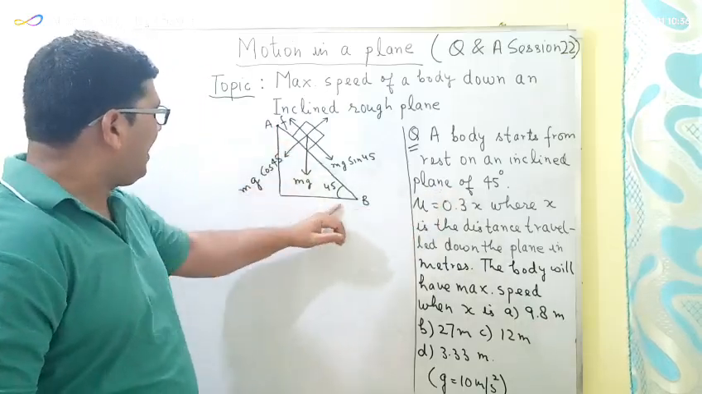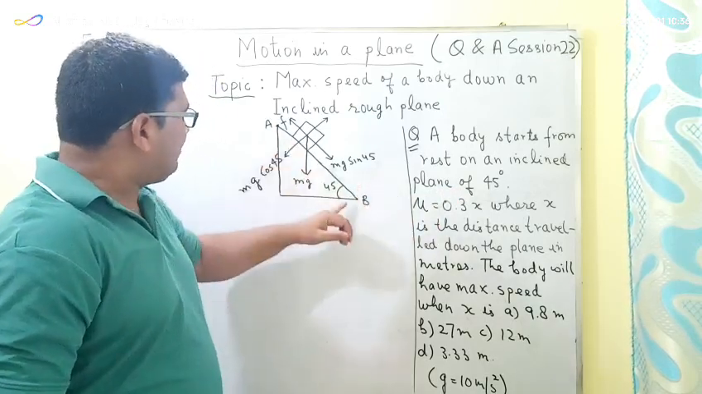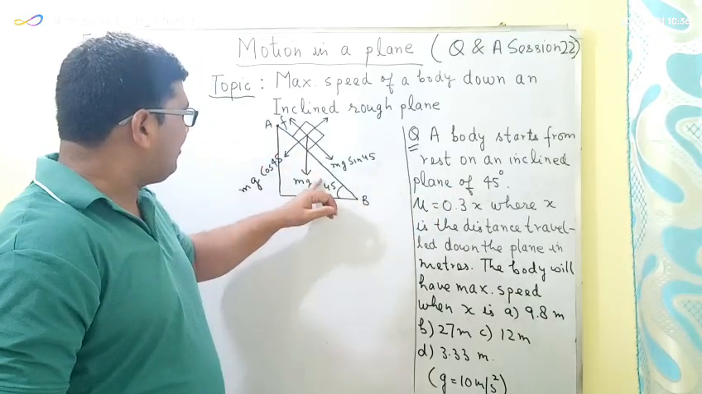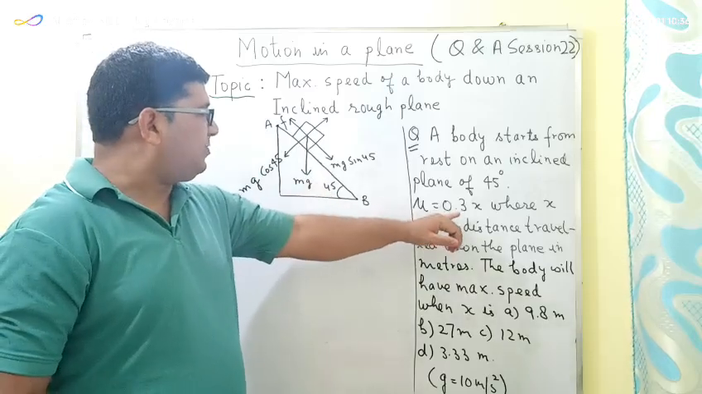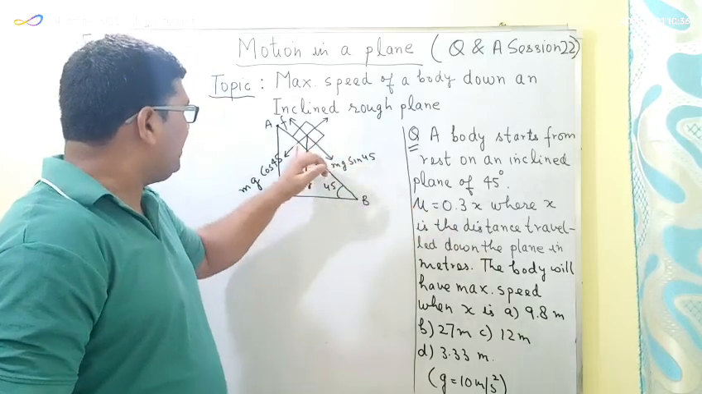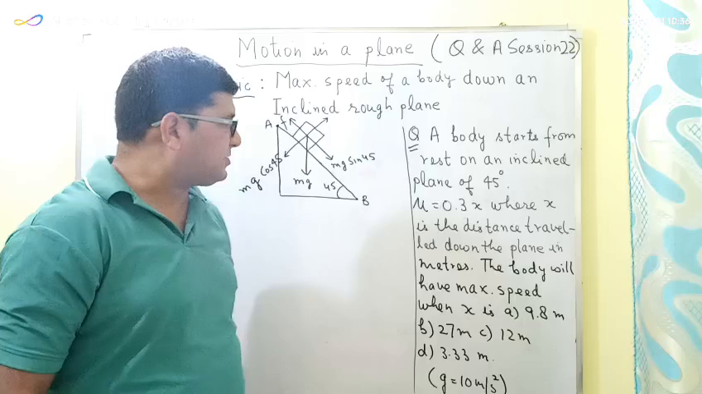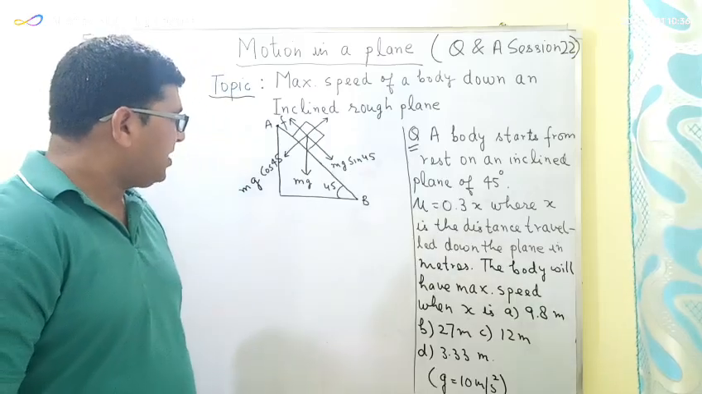This is the figure which I have already drawn in order to save time. This is the inclined plane. The angle of inclination is 45 degrees. Mu is equal to 0.3x, where mu is the coefficient of friction. So the coefficient of friction between this body and this inclined plane is equal to 0.3x, where x is the distance traveled down the plane in meters.